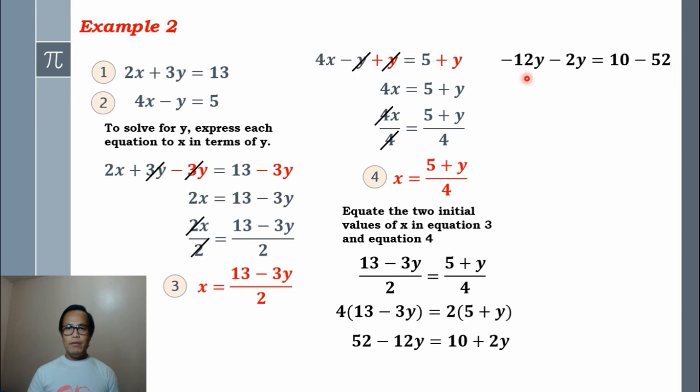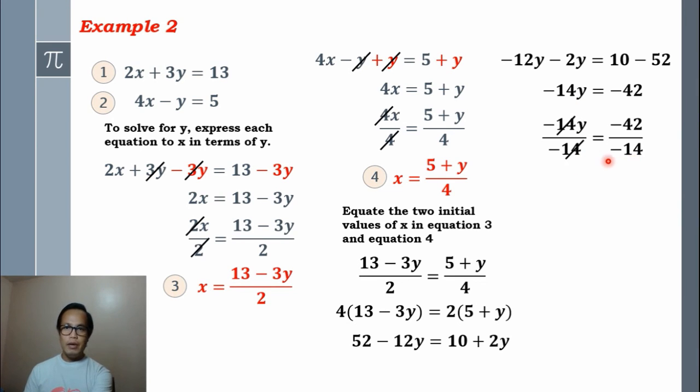Then, simplify. Negative 12y minus 2y is, of course, negative 14y equals 10 minus 52 equals negative 42. Then, to solve for y, we divide both sides by negative 14 and also negative 14 so that we can eliminate the negative 14. So what remains at the left side of the equation is y equals negative 42 divided by negative 14 is positive 3. Our value for y is positive 3.